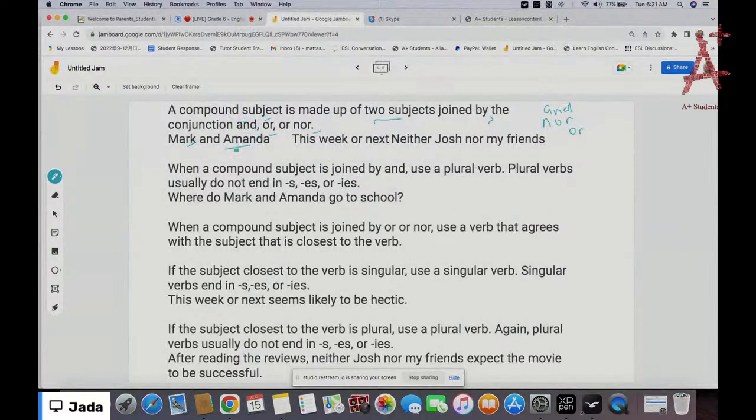When a compound subject is joined by and, use a plural verb. Okay, when the compound subject is joined by and, you're gonna use a plural verb. All right. Plural verbs usually do not end in s, es, or ies. Okay, where do Mark and Amanda go to school?